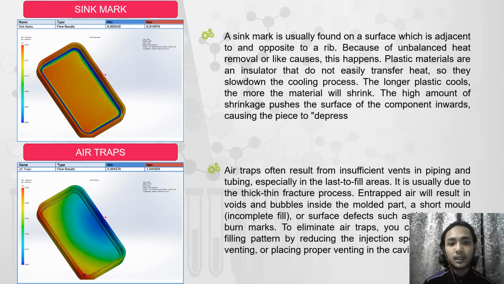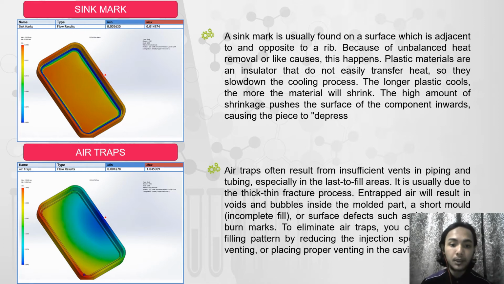Okay, a sink mark is usually found on a surface which is adjacent to and opposite to a rib because of unbalanced heat removal. This happens because plastic materials are insulators that do not easily transfer heat, so they slow down the cooling process. The longer plastic cools, the more the material will shrink. The high amount of shrinkage pushes the surface of the component inwards, causing the piece to depress.